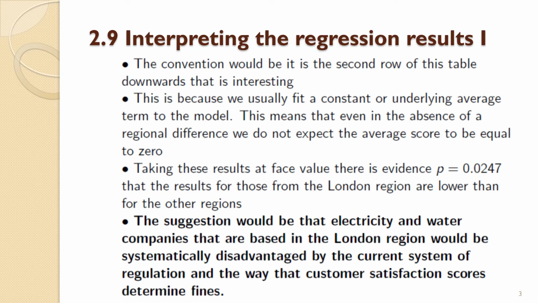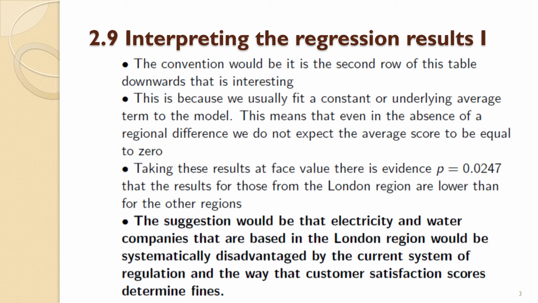So just to recap then, when we're looking at these regression results in R, the convention would be it's the second row of this table downwards that's interesting. This is because the default is to always fit a constant or underlying average term to the model. And this would reflect that even in the absence of a regional difference, we don't expect the average score to be equal to 0. So if we take these results at face value, there's evidence, p is 0.0247, less than 0.05, that the results for those from the London region are lower than the other regions. Again, precisely because this coefficient is negative and statistically significant.